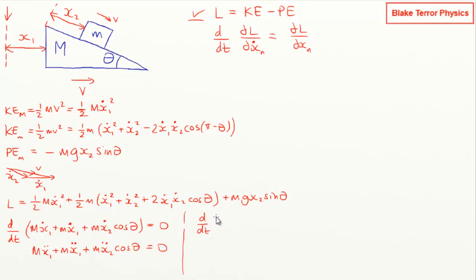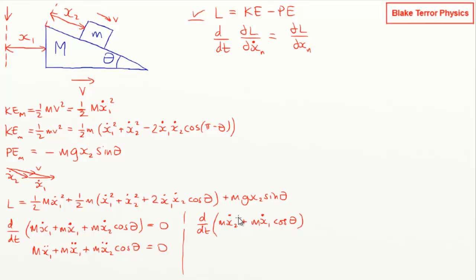We need to do all of this for x2. So where's our first x2? We got x2 dot here. So that's going to give us little m x2 dot. And then we've got another one here. So that will give us little m x1 dot cos theta.